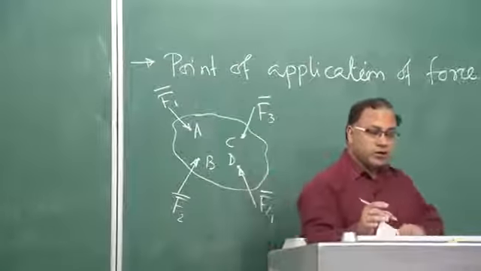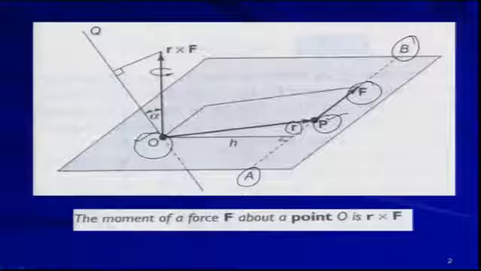So, between P and O, whatever displacement vector you are getting, that is nothing but your r. The vector cross product of displacement vector r and force vector F will give you the moment of force, and that will act normal to the plane we are showing here, following the right hand thumb rule.